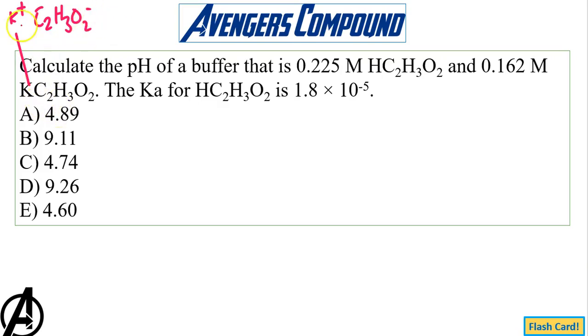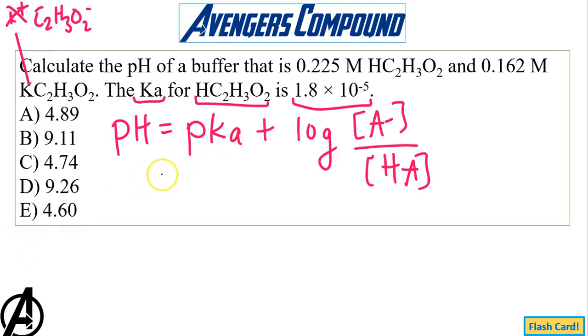C2H3O2 minus, okay? And of course, K plus is a part of a strong base, and so K plus is just a spectator, does not react with water. It also gives us the Ka for acetic acid, which is 1.8 times 10 to the negative 5. So what we want to do is use the Henderson-Hasselbalch equation to answer a simplified question like this. Again, they already give you the amount of the weak acid and its conjugate base, and they already give you a Ka value. So all you have to do is plug and chug at this point.